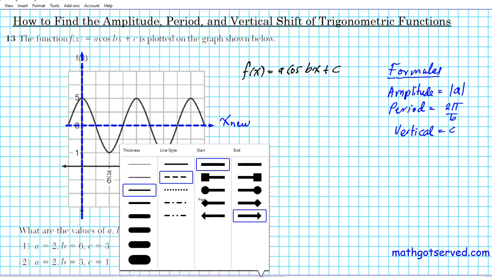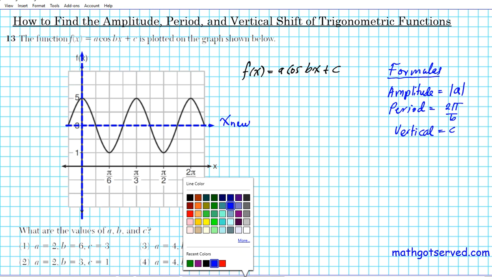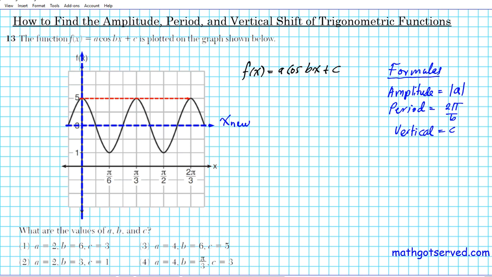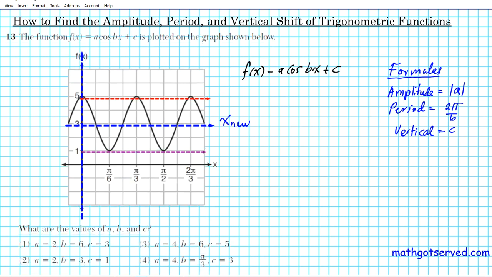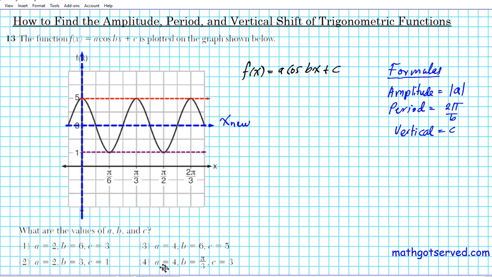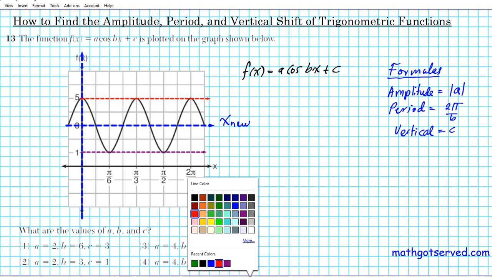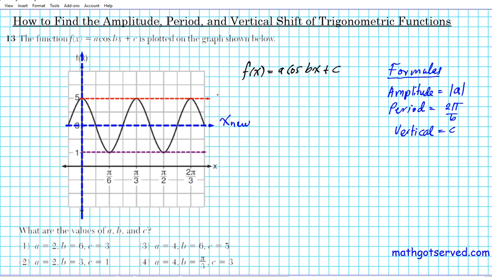Okay? All right, so let me show you the max and the min. The maximum is a line that goes through all the peaks right there. So that's your maximum. And this is your minimum right here. All right, so the distance from the center to the max or min basically represents your amplitude. From here to here, this is our maximum, max, and this is our min.